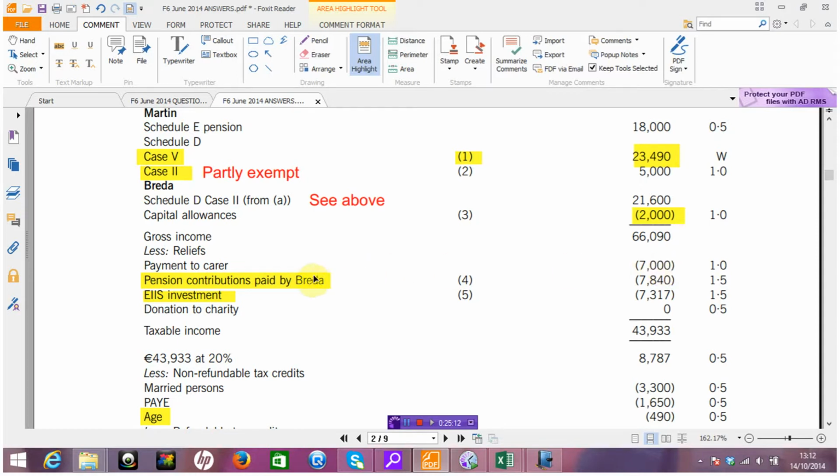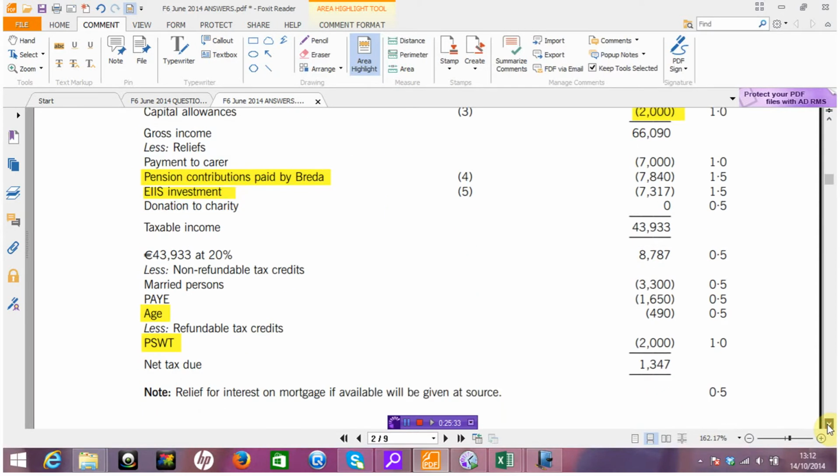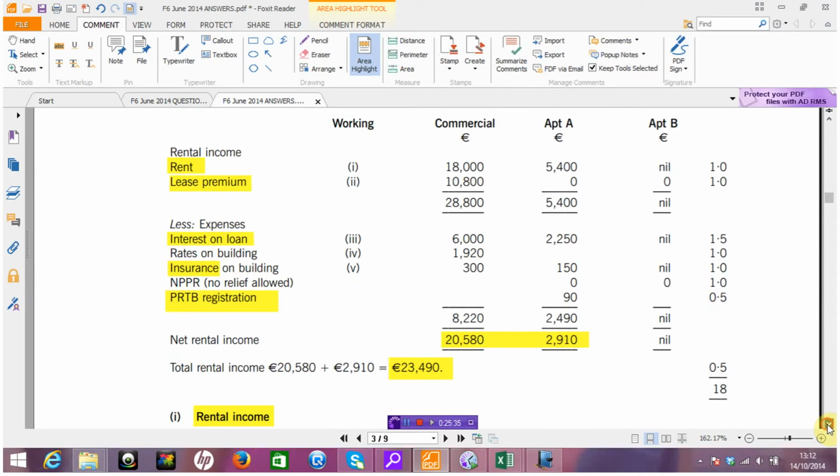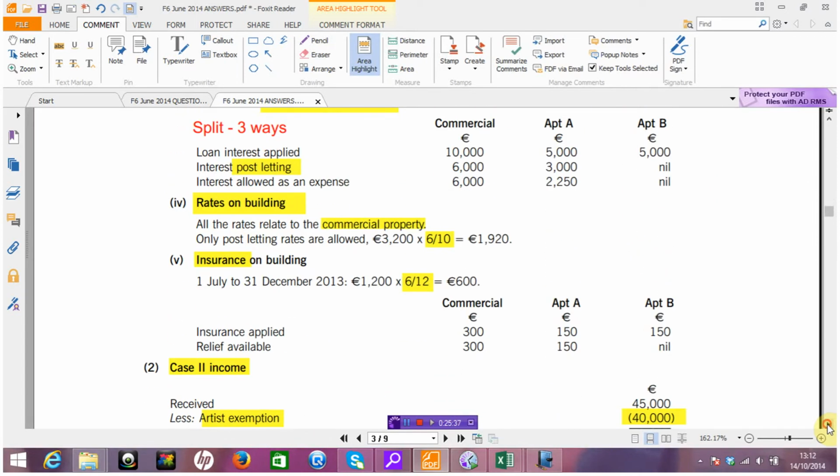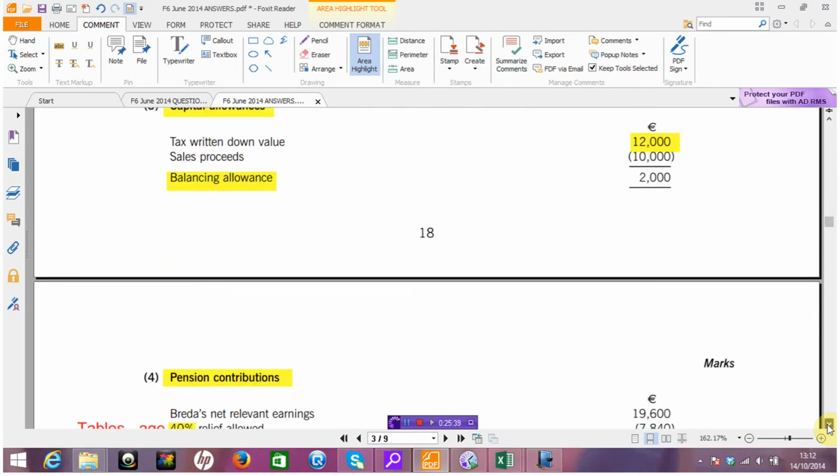Okay, this next one here, I mentioned pension contributions, and invariably with the F6 examiner where pension contributions are paid by an individual, the standard trick is going to be that the pension contributions may in some way be too much to be fully allowed within the tax year. So let's have a quick look at note number 4, and we'll see if that is the case, because I think it is. Bear with me one second.